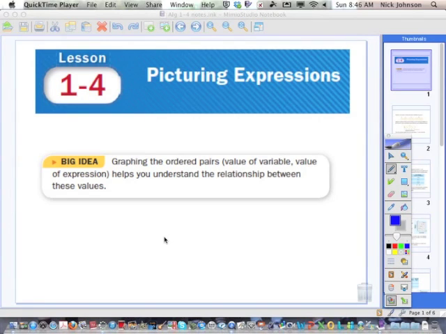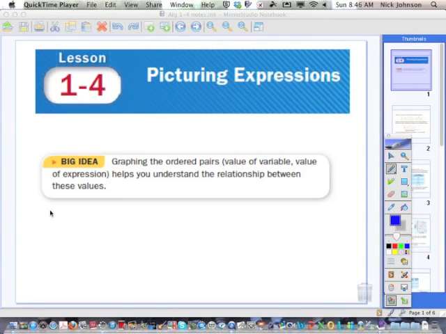Today we're going to talk about lesson 1-4, picturing expressions. What we're going to look at is graphing expressions on a graph and understanding the relationship between your x value and your y value.